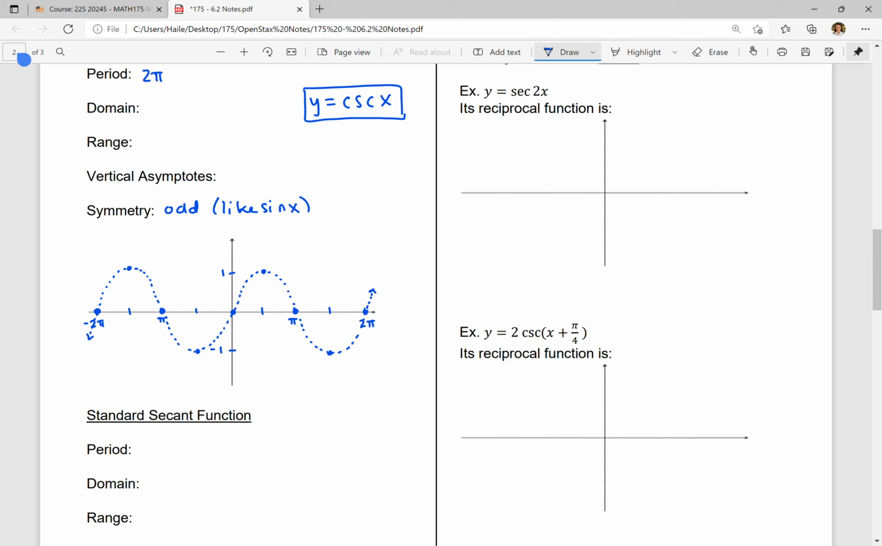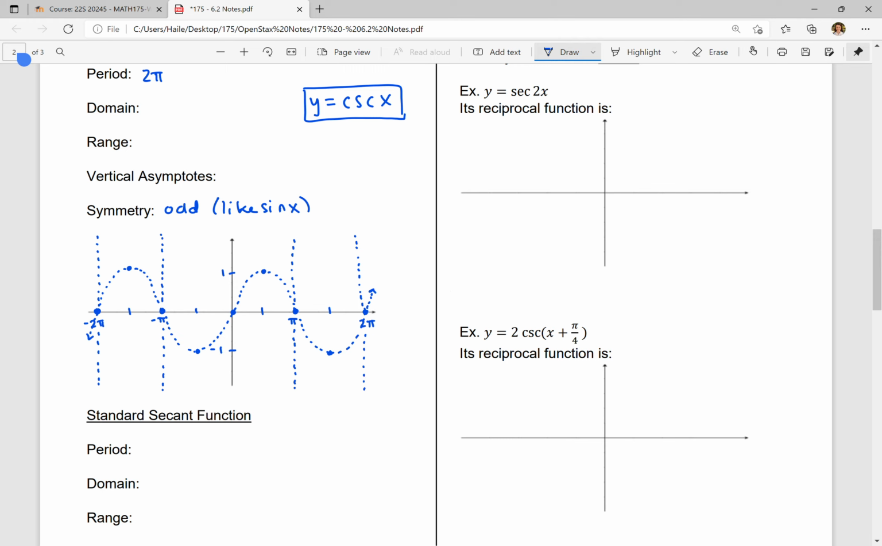Okay, so once I have my sine curve, everywhere that this sine curve touches the x-axis, we're going to draw a vertical asymptote through that point. So we're going to have a vertical asymptote at -2 pi, at -pi, at 0, so I'm just going to leave that as the y-axis, at +pi, and at +2 pi.